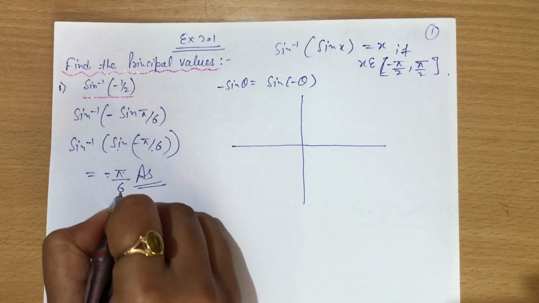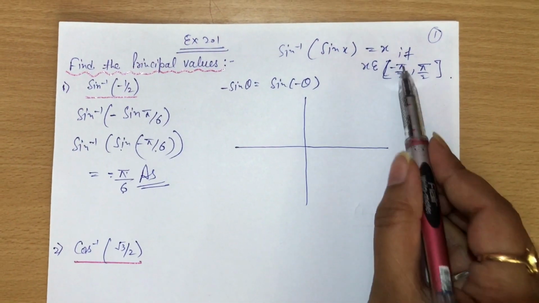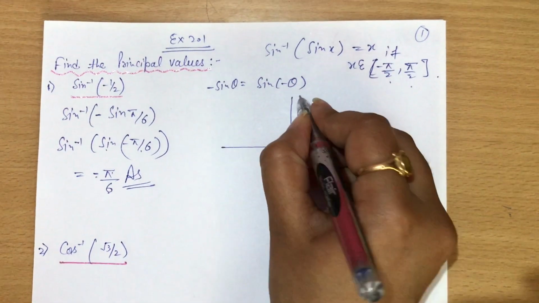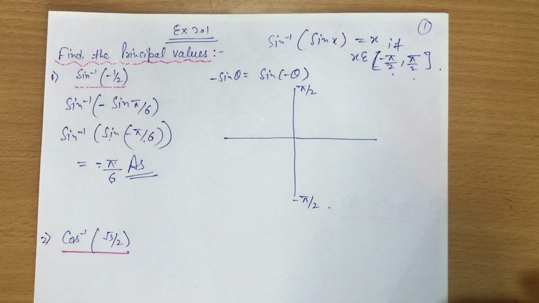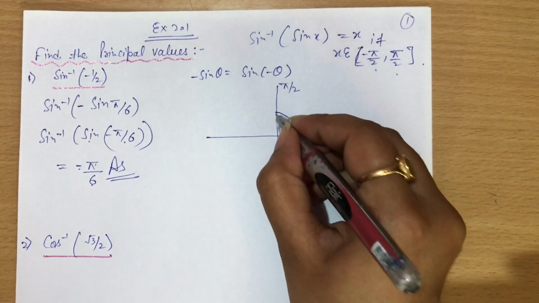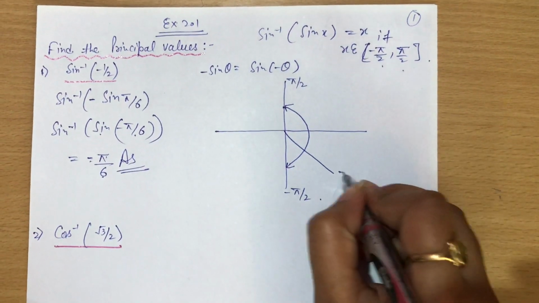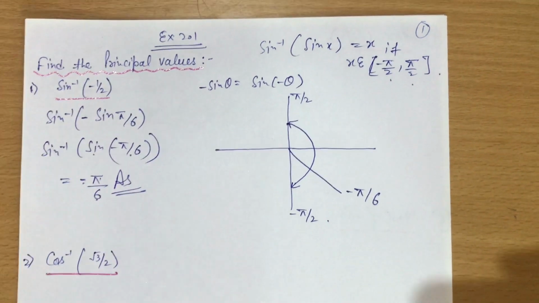Why? Because minus pi by 6 lies in the principal range, minus pi by 2 to pi by 2. Students, you can also see that this is pi by 2 and this is minus pi by 2, so whatever the answer is, it should lie between the first quadrant and the fourth quadrant, and minus pi by 6 lies in quadrant 4. So this is the correct answer.